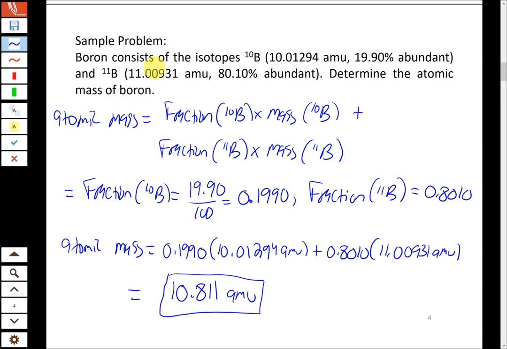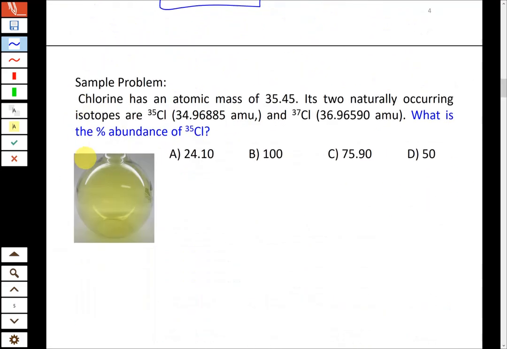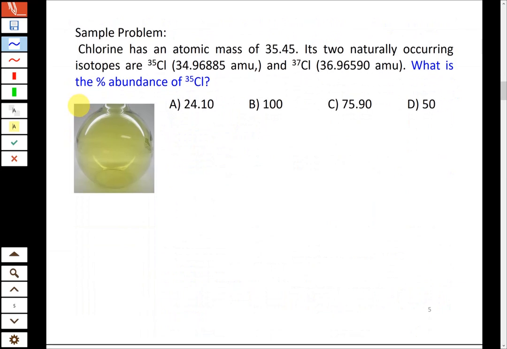So any questions on that? All right, the next one is just a variation on this, but solving for something a little bit different, so using a little bit of algebra this time. Here we're taking another element, chlorine, and we're giving you the atomic mass, the weighted average mass. And we're telling you that it has 2 naturally occurring isotopes, and we're giving you the masses of those isotopes individually, 35 chlorine and 37 chlorine. We want to know the percent abundance of the isotope 35.